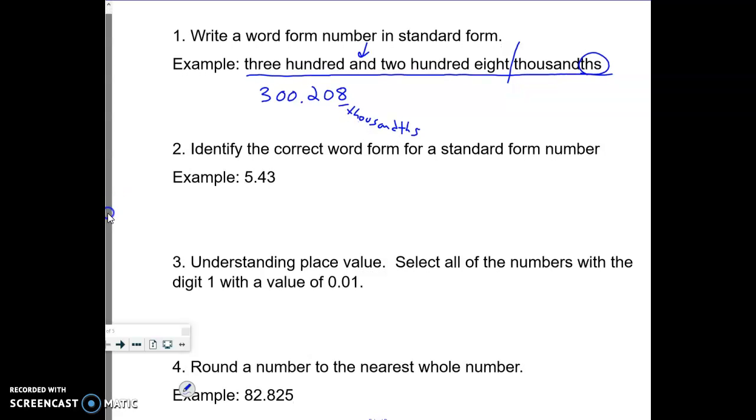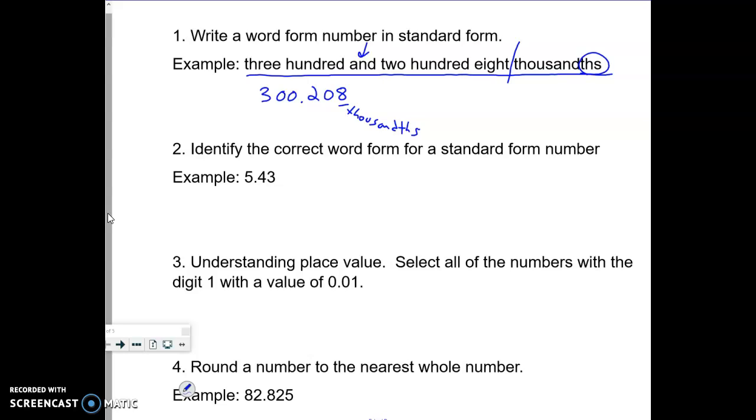The next one is a question where they're going to give us the standard form, and then we need to pick out the correct word form option. And this is going to be a multiple choice question on the test. I didn't make it multiple choice here because I figured I could simply explain what I do and how I might figure this out.